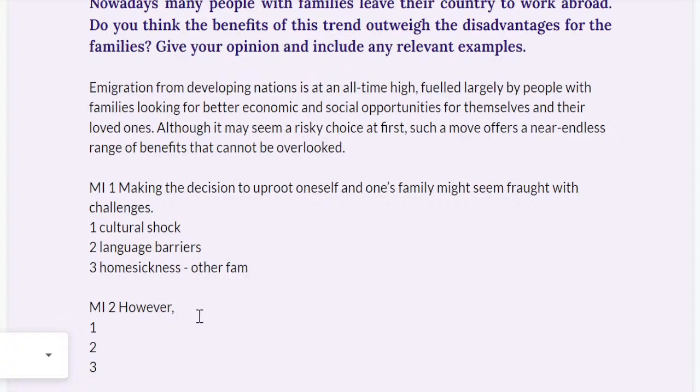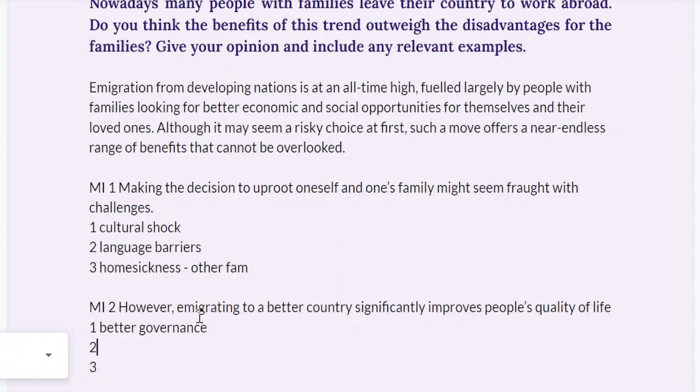So, however, let me see. I have to craft a good sentence. Let me think about that. So, might seem proper challenges. However, emigrating to a better country significantly improves people's quality of life. Better governance, what else? Public services. I'm just going to put that in here.